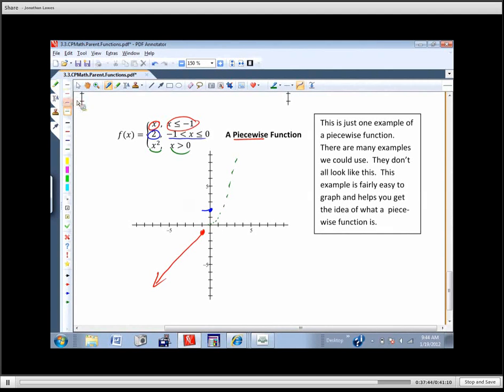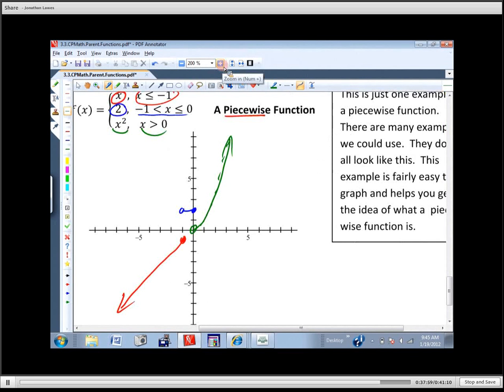Oops. And I'm going to go like that. Make it look right. And open or closed at this endpoint? Got to be open. Okay? Let me blow this up just a tad. That's what it looks like. Any questions?